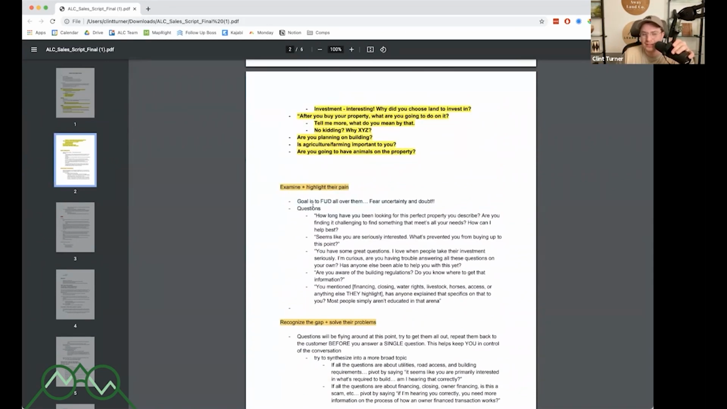Examine and highlight their pain. So the goal is to FUD all over them. Fear, uncertainty, and doubt. Okay. You basically want to remove fear, uncertainty, and doubt. You want to make sure that you're able to frame yourself as an expert. If you frame yourself as an expert, the client is going to want to continue calling you and is generally going to trust you in the process of buying or selling their property, right?